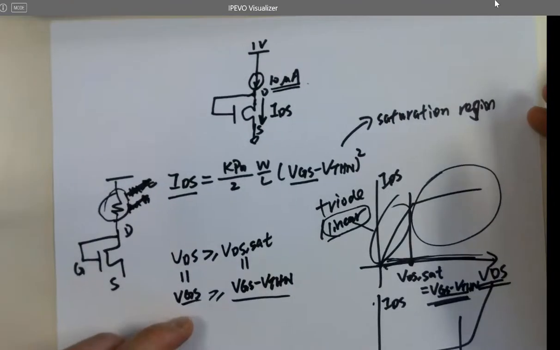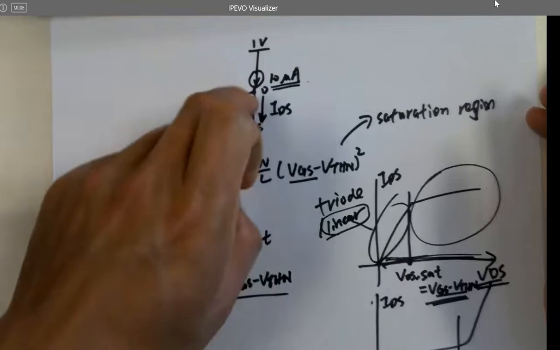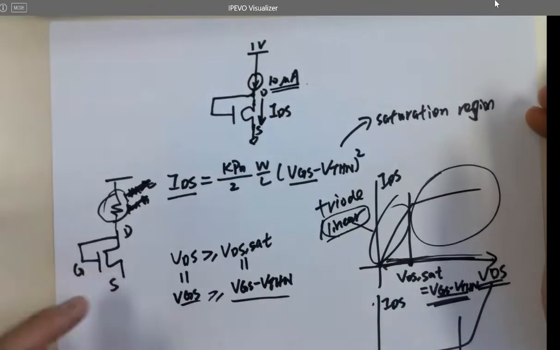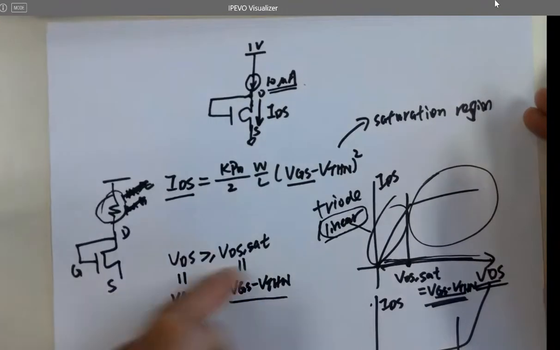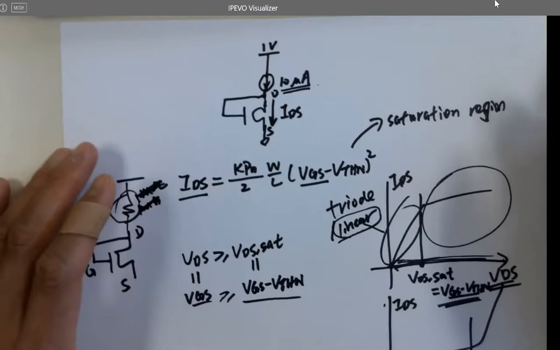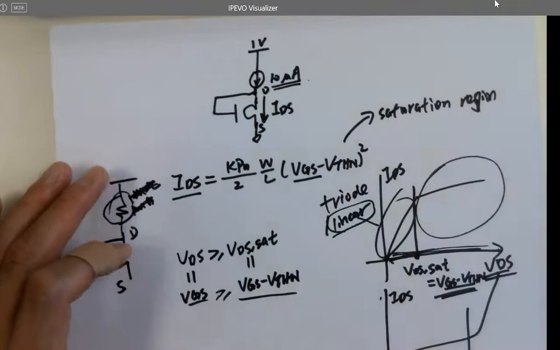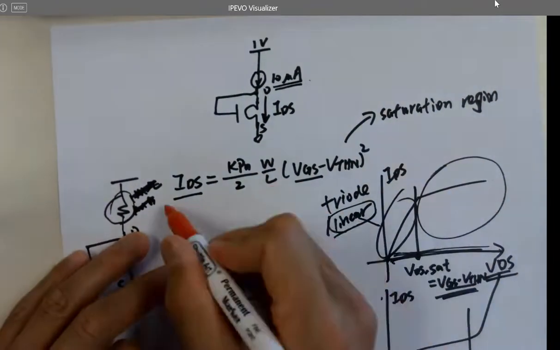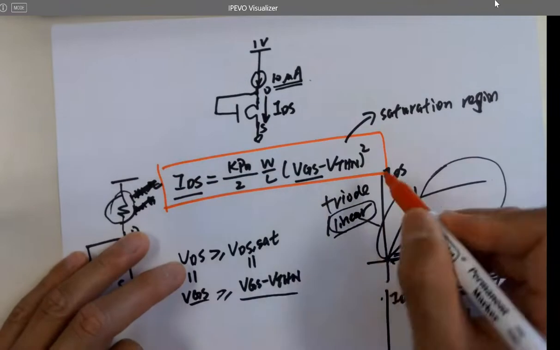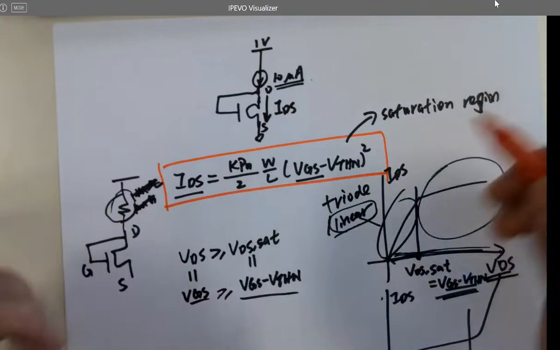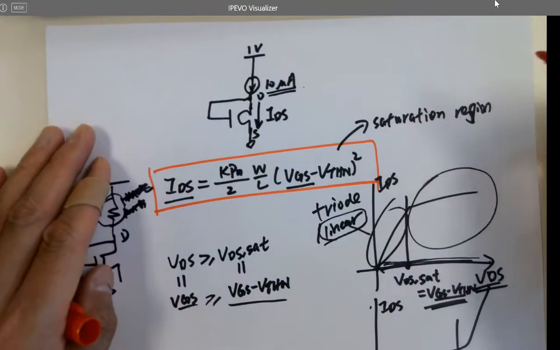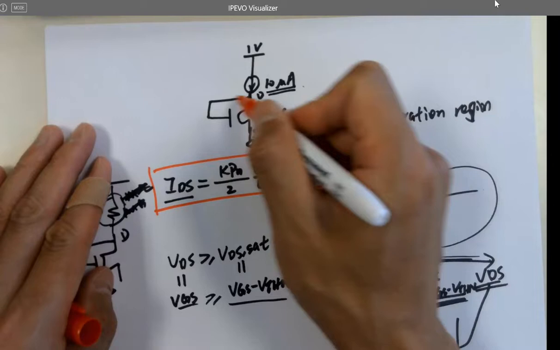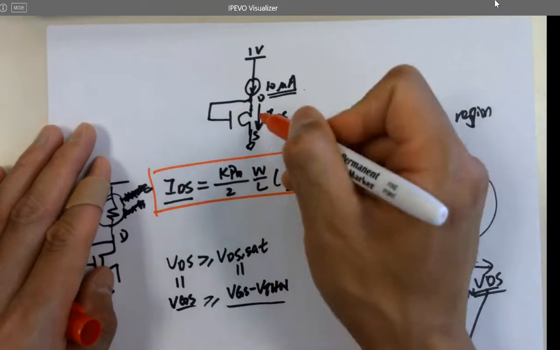So VDS must be larger than VDS set in order to operate this in the saturation region. If you connect G to D, it's going to satisfy this condition. So that's why it's in the saturation region, and that's why you can use this equation here. You don't want to directly put it on your homework and use it without saying this is in the saturation region, since you couldn't know. You have to say this is shorted here, so it is being operated in the saturation region.